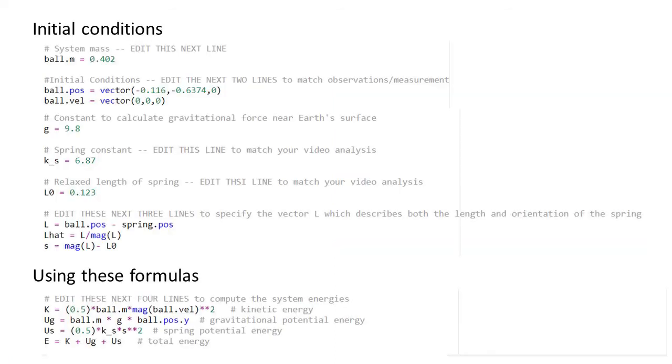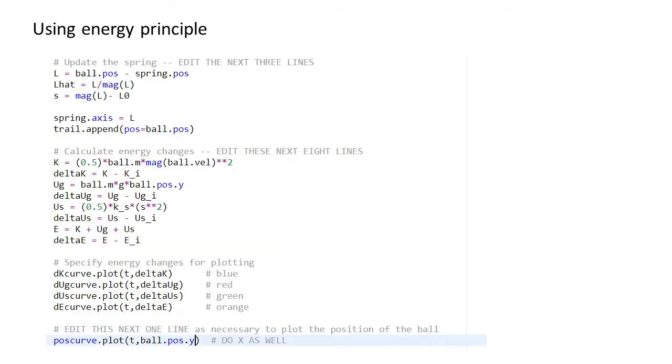Using the code provided, I updated my ball mass, ball position, and ball velocity, defining my g, my spring constant, my L naught, and then I plugged in the formulas that I have stated above. Here's a screenshot of my calculations. I have calculated F grav, F spring, and F net, and then I used Newton's second law, as in the previous labs, to calculate ball.vel and ball.pos. Then I'm using the energy principle to calculate the rest and then plotting it out.